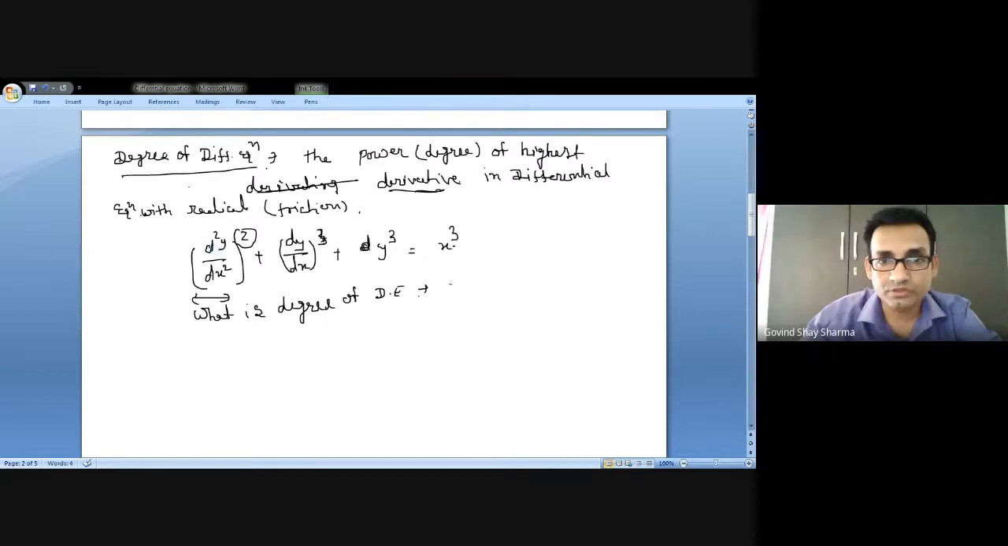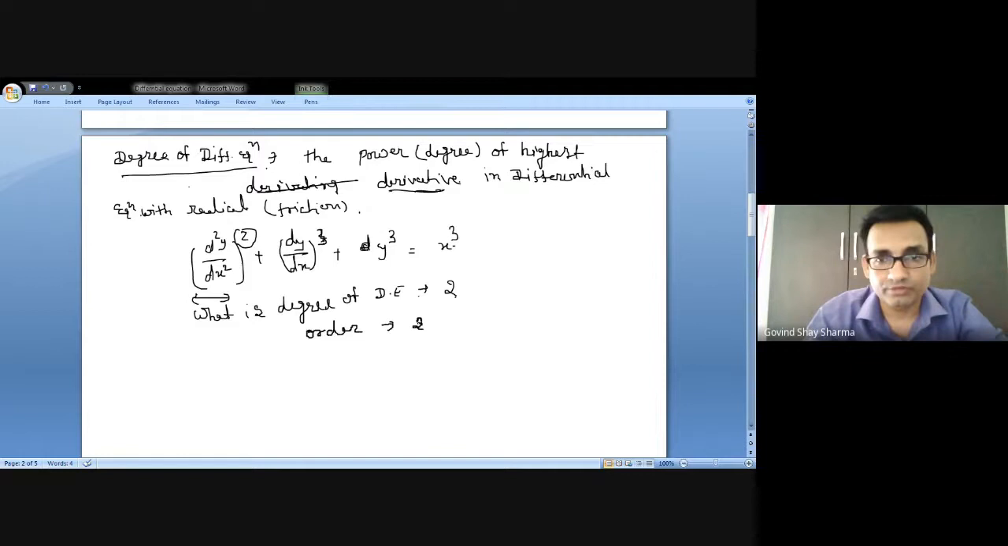So degree... and I can also ask you what is the order? Order is also 2 because the highest derivative order is 2. So what is the degree of the differential equation? 2, because the highest derivative exists with order 2 and power is equal to 2.